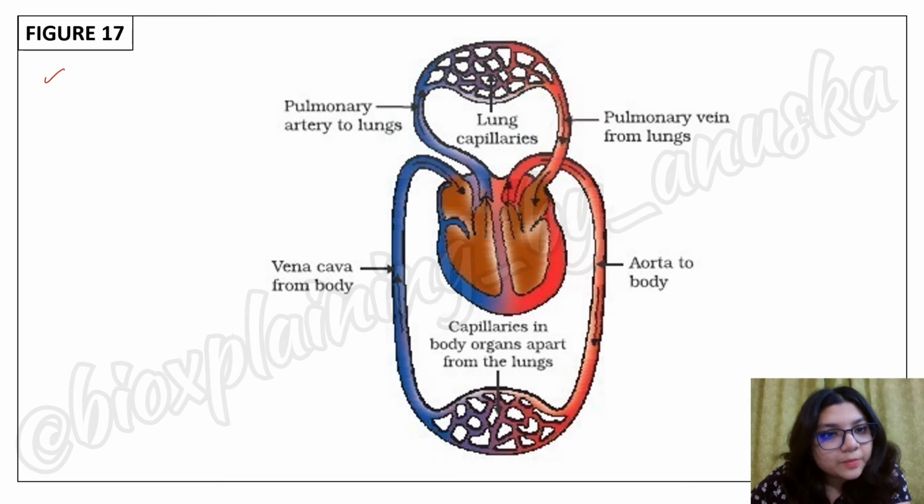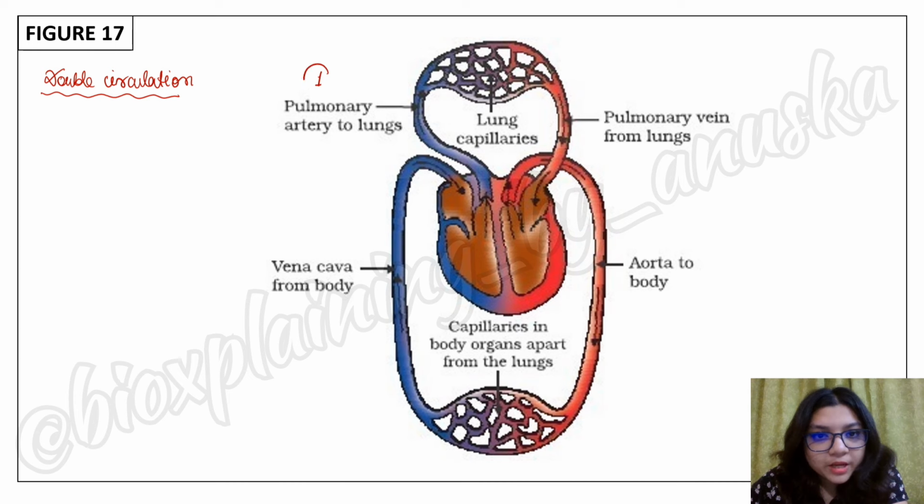This is showing the double circulation in human beings. That means blood flows in the heart twice to complete the circulation. Part number 1, pulmonary artery to the lungs. So carefully note, if this is the heart, then this is the right auricle, below is the right ventricle, then this one is the left auricle, and this is the left ventricle. The blood vessel that goes out from the right ventricle, as you can see in this arrow, is the pulmonary artery, and it is going to the lungs.